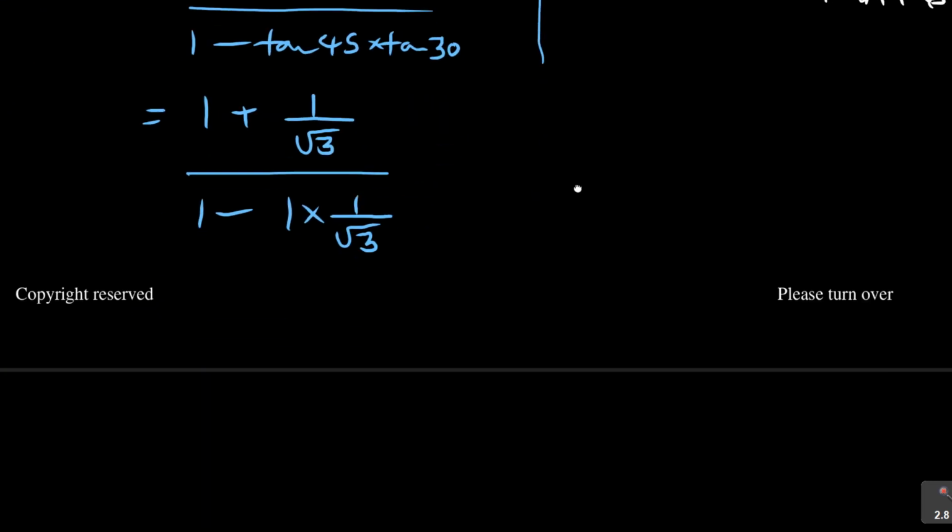See that? That's where you needed to be careful. And then when you simplify the top part, it's 1 plus 1 over root 3 over 1 minus 1 over root 3.